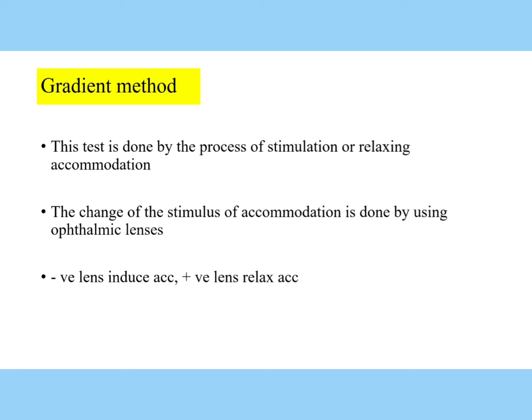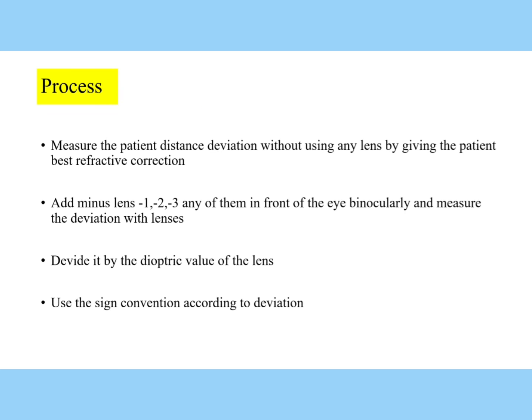And if you place a plus lens in front of the patient's eye, then the patient will shift to the myopic side. So the patient needs to relax his accommodation to focus on the retina. That is why minus lens will induce accommodation, and plus lens will relax accommodation. It is also said that minus 1 diopter of lens will induce 1 diopter of accommodation, and plus 1 diopter of lens will relax 1 diopter of accommodation, and the convergence is also there, right? So we are going to measure the convergence by the gradient method.